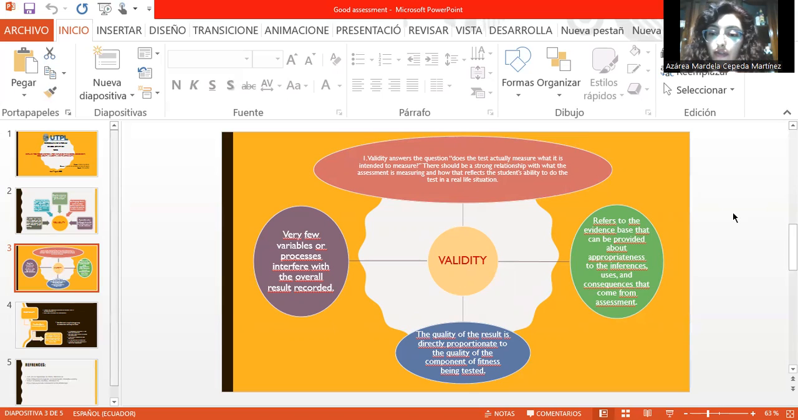Also, validity refers to the evidence base that can be provided about the appropriateness of the inferences, uses, and consequences that come from assessment. The quality of the result is directly proportionate to the quality of the component of fitness being tested. Very few variables or processes interfere with the overall results recorded.